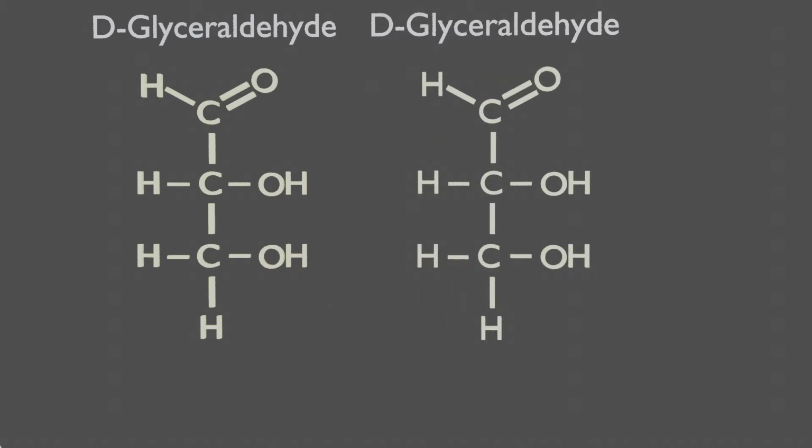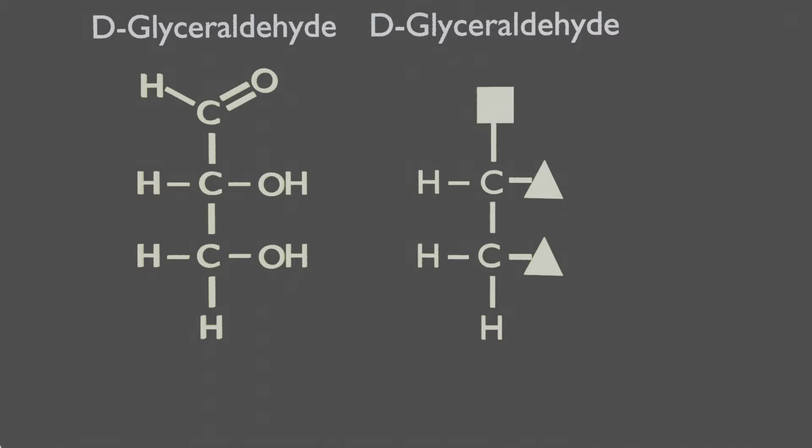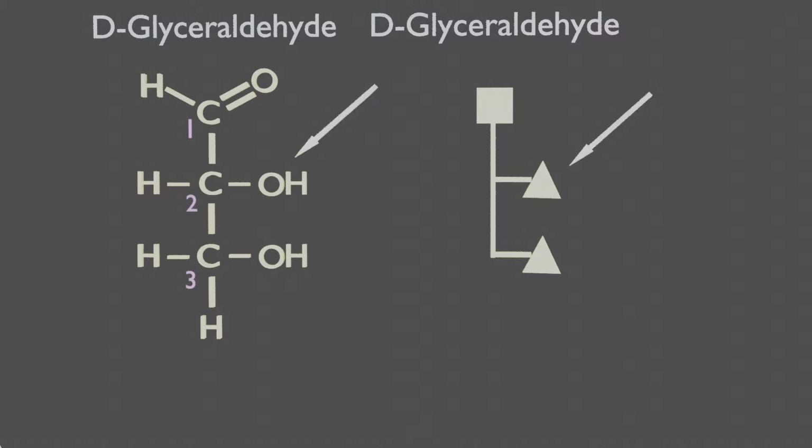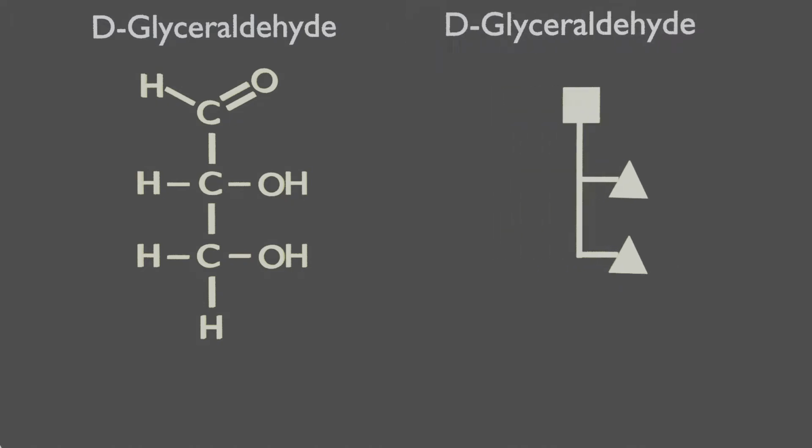Recall that in the polygonal model, hydroxyls are represented by triangles, carbonyls by a square, and the carbon skeleton by a vertical line, whereas hydrogens bound to carbon are not represented. In the middle carbon of the glyceraldehyde molecule, or carbon 2, the hydroxyl is attached to the right in the structure. Would it make a difference if this hydroxyl were on the other side?